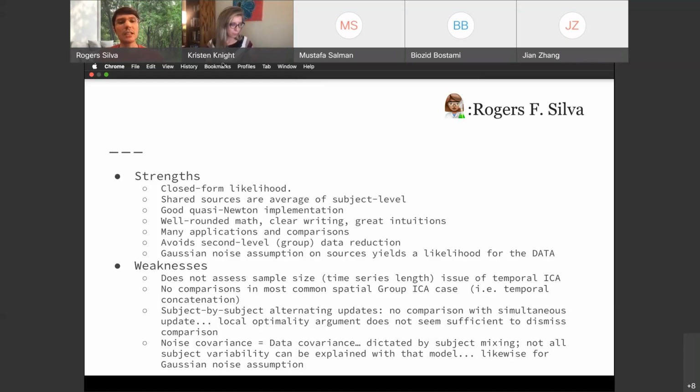One thing that is mentioned in the paper, but can be underappreciated, but shouldn't be, is very interesting: because they have this built-in noise model, it can effectively avoid second level data reduction, and I think that's a very important strength. It's not highlighted as the key feature of the paper, but I think it's one of the key features of the paper.